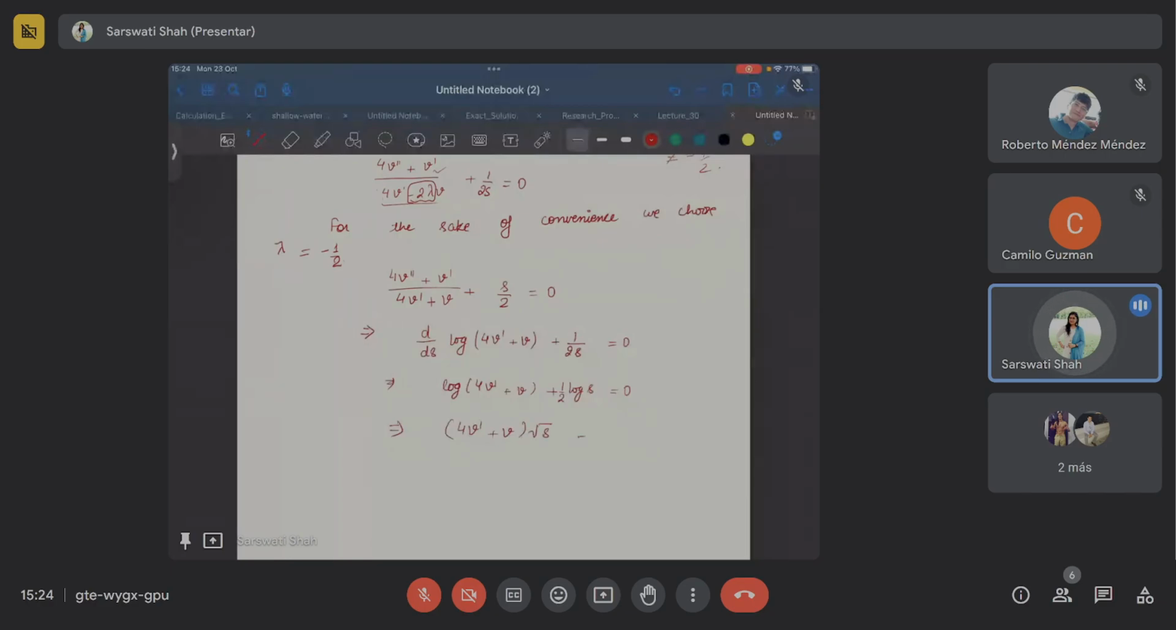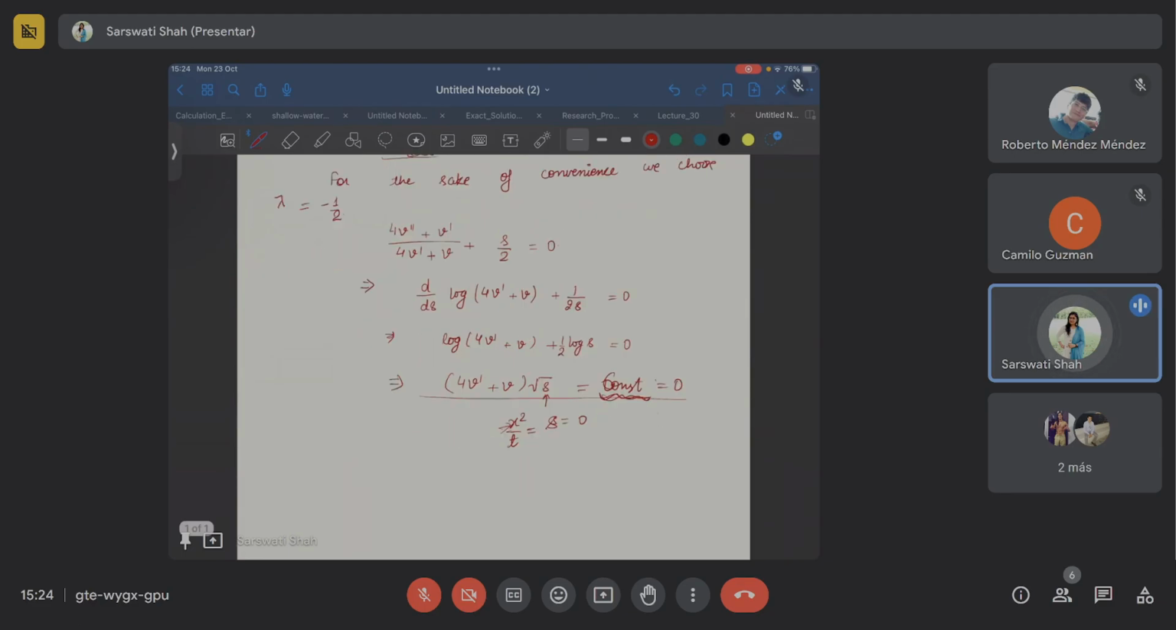So is it possible to take s equal to 0? Because s equals x square over t, isn't it? Some constant, say. And for the sake of convenience, take this constant equal to 0. For the sake of convenience, this is the solution. So is it possible to take s equal to 0? No, because if you take s equal to 0, then x has to be 0. So what are the possibilities?